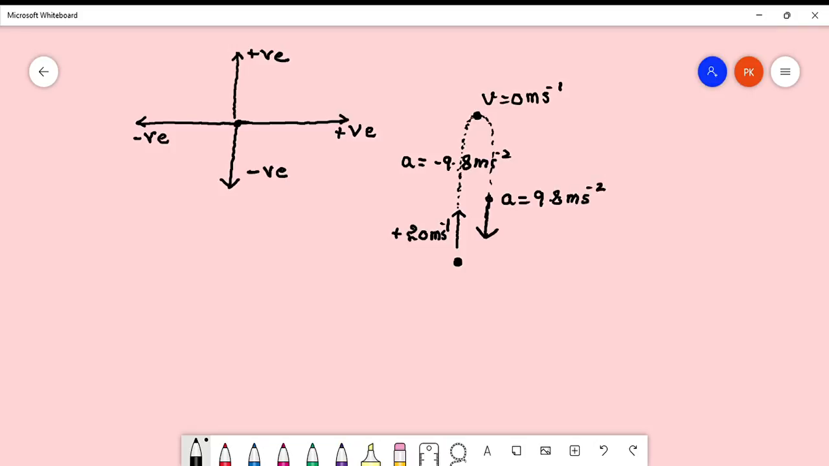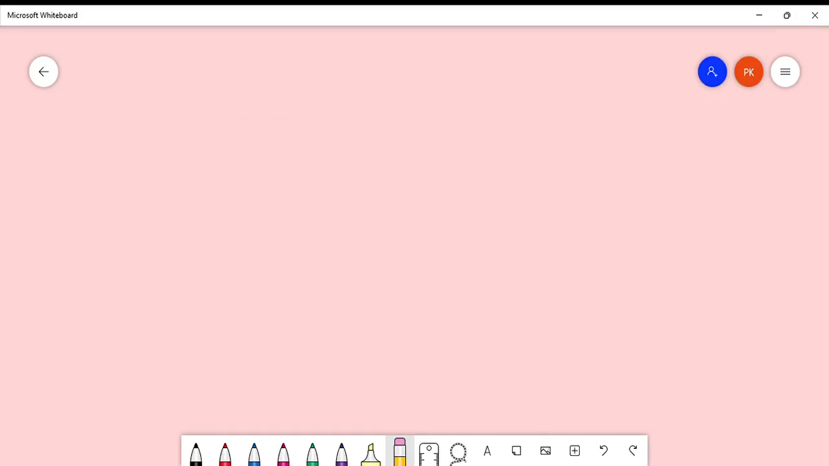That means whenever the object is traveling against gravity, it will decelerate, so the acceleration is taken as negative 9.8 meter per second square. And when the object is traveling towards gravity, it will accelerate, and hence the acceleration will be taken as positive 9.8 meter per second square. So keeping these basic things in mind, let us try out a problem here.